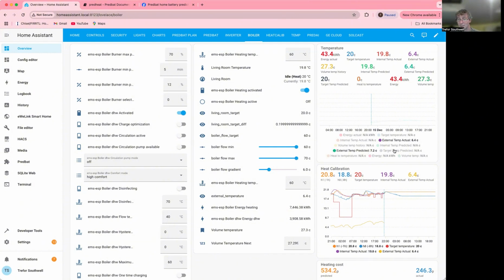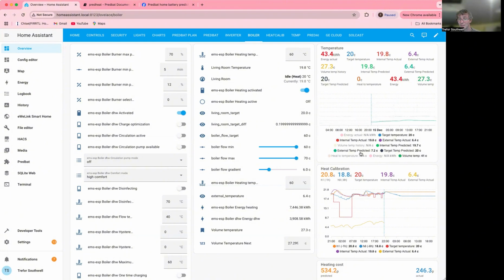And then you can see the target temperature predicted. This is what it predicts my thermostat will be set to. It goes off at night and then in the day, and it goes up and down a little bit. You can see my predicted internal temperature, which is staying relatively constant. And that was my actual internal temperature for the previous day. That was the actual target temperature, what the thermostat was set to. And this is the predicted volume temperature.